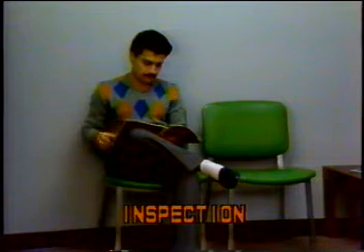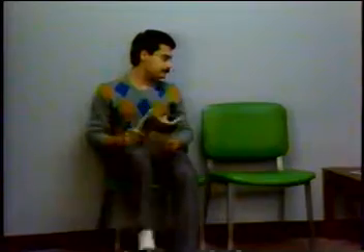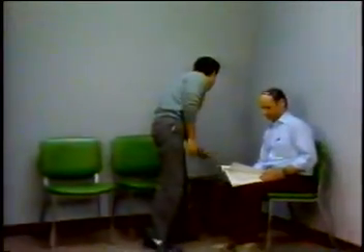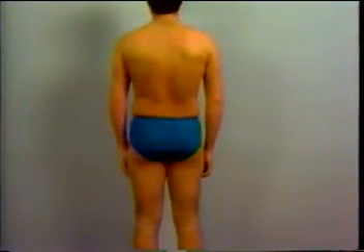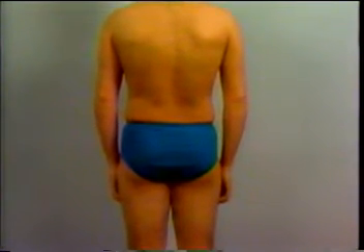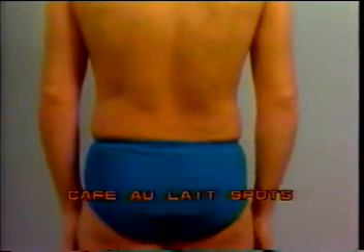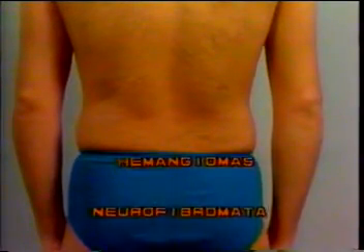Inspection. Start observing the patient immediately, as valuable information can be gained by watching the patient get out of the chair in the waiting room and walk. In order to adequately examine the lumbar spine, the patient should be undressed to underbriefs. It is extremely important to note the presence of any birthmarks, cafe-au-lait spots, hairy patches, hemangiomas, or neurofibromata, as these may denote underlying spinal pathology.